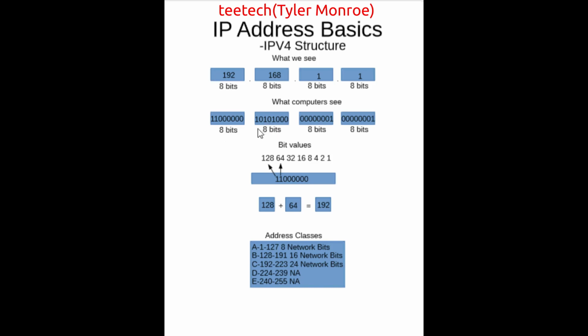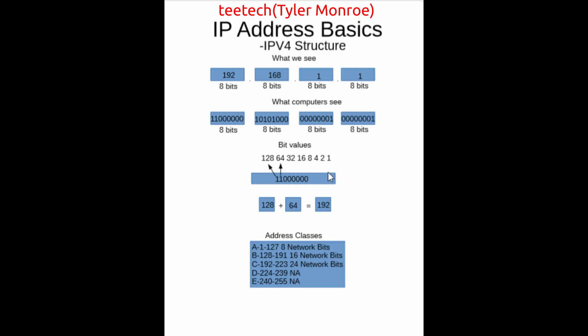Likewise, this is the equivalent of 168, so we would just add up the bits for that. Same thing with the last 2 sections of this address. In this case, the bit value here is 1. So we just take 1 and put it there. We don't have to add anything.